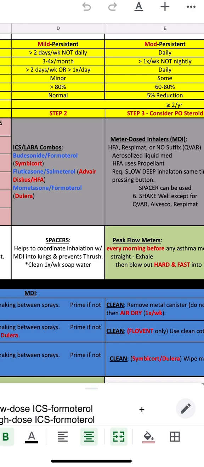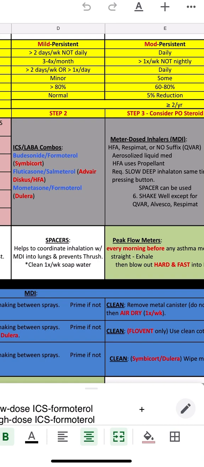So what is Symbicort? Symbicort is a combination of budesonide and formoterol. What is Advair Diskus or Advair HFA? You give a combination of fluticasone plus salmeterol. The way to remember it, you add fluid saline for air. Advair is fluticasone plus salmeterol.